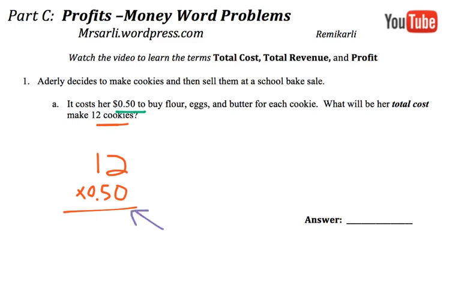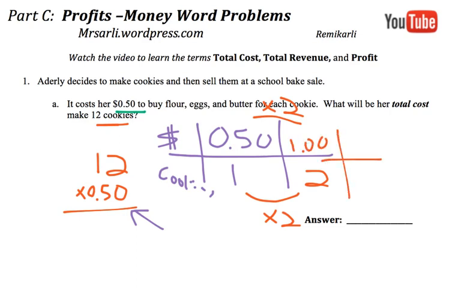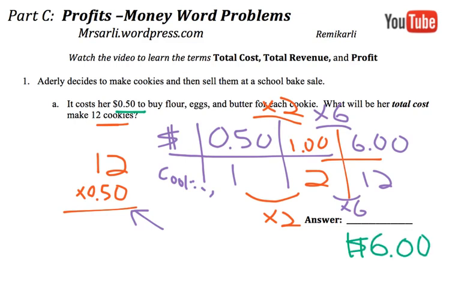I see this problem, and you could totally do it that way, but I actually think this would be faster. So we got money, we got cookies, we got one cookie is about 50 cents to make. That would mean that 2 cookies would be $1. And to get from there to 12 cookies, I just got to multiply by 6. And $1 times 6 is going to give us $6.